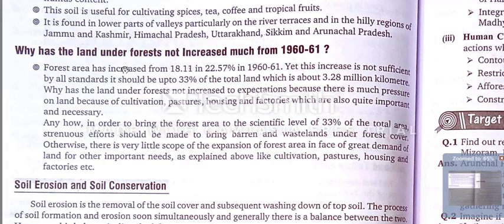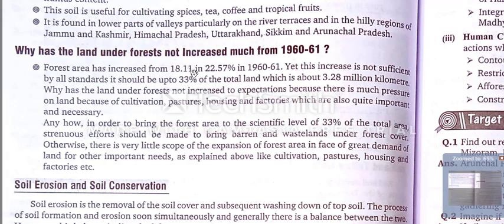Means only this much area is not sufficient, it will have to increase up to 33% of the total land, which is about 3.28 million kilometer. Why has the land under forest not increased to expectation? Because there is much pressure on land because of cultivation, pastures, housing, and factories, which are also quite important and necessary.